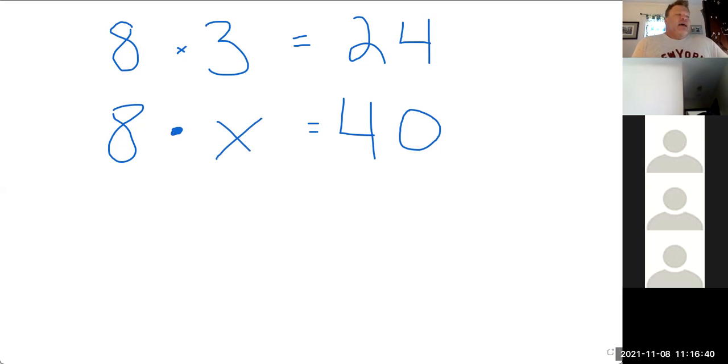Now, 8 times something equals 40. We know the answer is 5. But how do we get it? We want to get the x alone. Same rule. Isolate the variable. Get your x's alone, like country music. But we got to get rid of that 8.